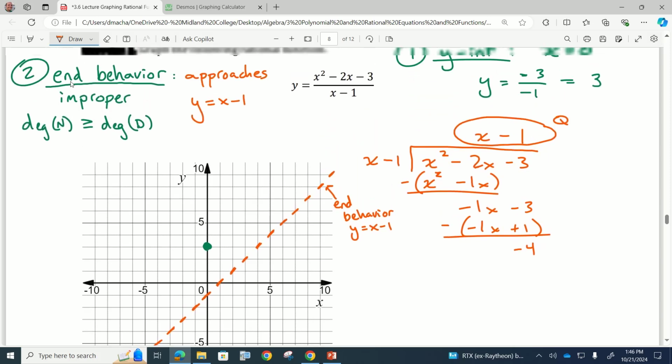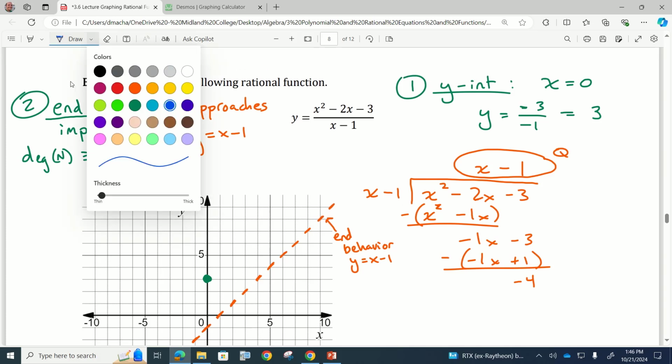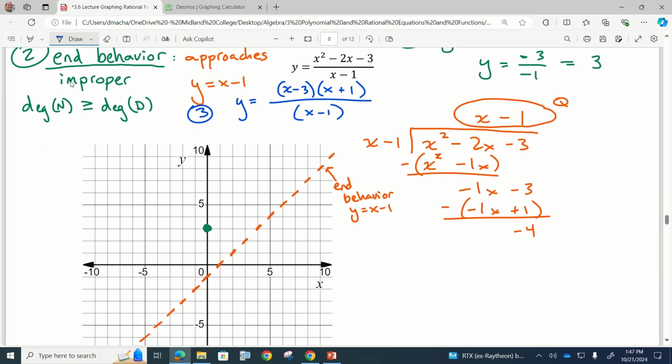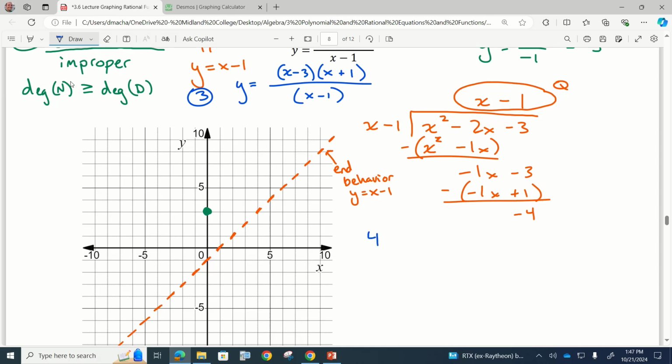The next step, in step number 3, says I need to factor this. So if I were to rewrite this in factored form, the numerator would factor as, very good, x minus 3 and x plus 1. There's no factors in common that I can cancel. But looking at the factored form, I can tell where my two x-intercepts are. Those would be at 3 and negative 1.